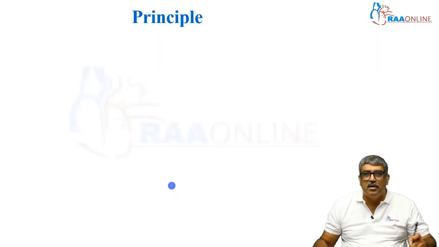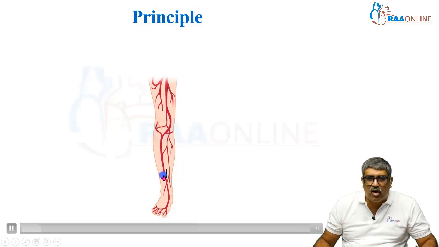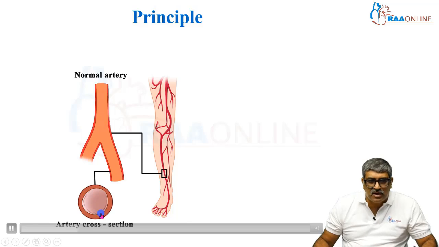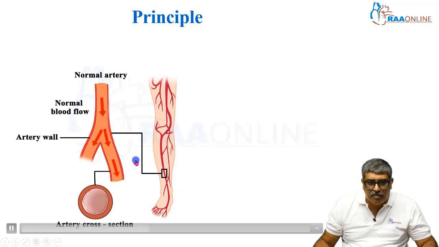Now coming to the principle, why you do lower extremity revascularization. This is the normal vessel and this is the diseased vessel. In the normal vessel, you can see the arterial cross section, the lumen is wide open and the blood flow is adequate and the blood supply is maintained.